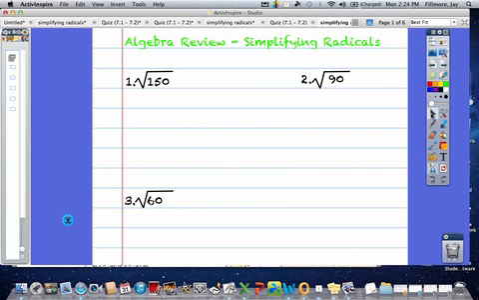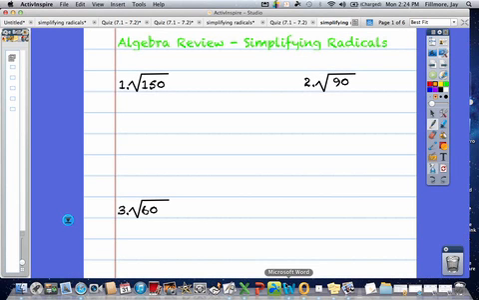Hello, ladies and gentlemen. Today we're talking about some algebra review, not so much something that is a central part of geometry, but kind of a review, some things that you need to know. So we're going to talk about simplifying radicals, or in other words, as you probably are familiar with them, square roots. We're going to simplify some square roots. So starting with number one.